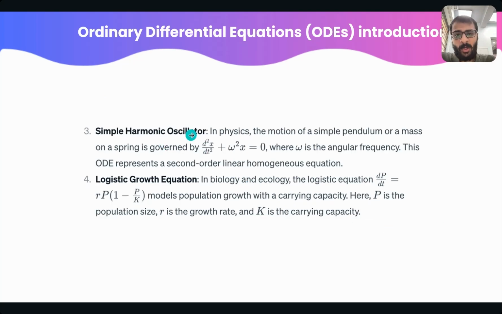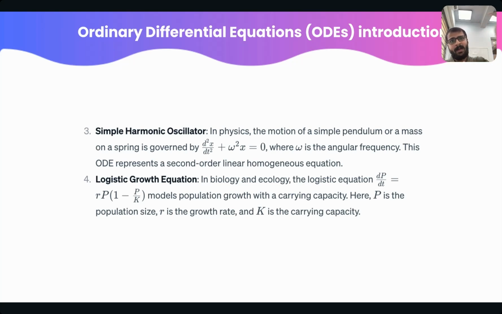When you look at the simple harmonic oscillator, d square x by dt square plus omega square x equal to 0, that's an ODE. If you look at the logistic growth equation in biology and ecology, the equation is dp by dt, which is the rate of change of population, equal to r into p into 1 minus p by k. This is an example of an ODE because it shows how the population grows with time. Wherever you go, if you go to the field of epidemiology, there is the SIR ordinary differential equation. Ordinary differential equations lie at the heart of many things which happen around us.